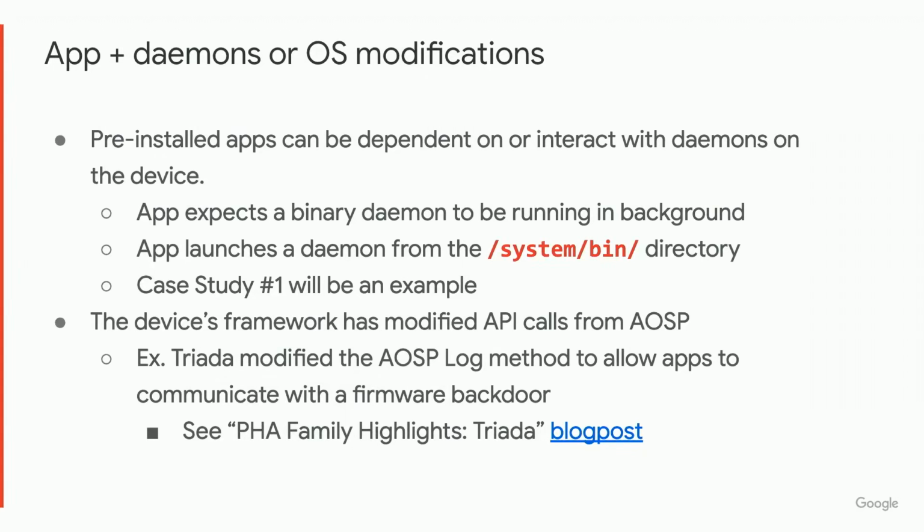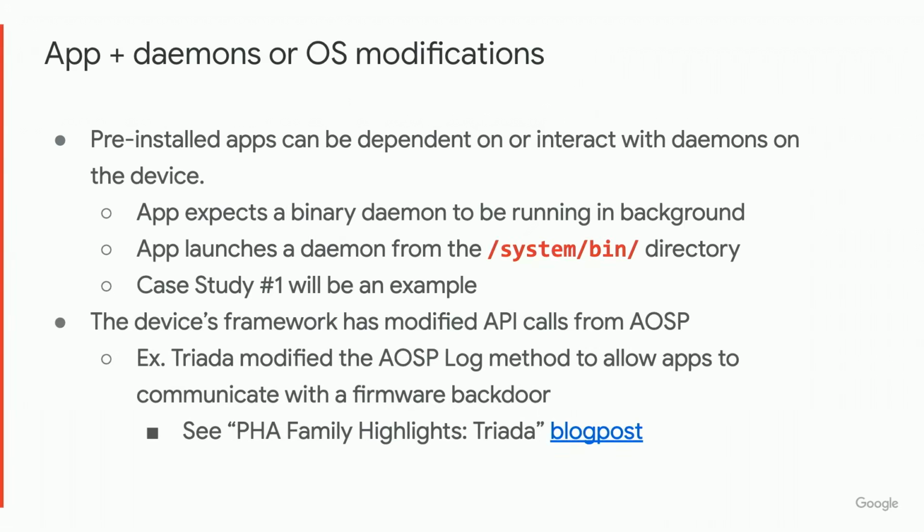Apps, though, don't only collude with other apps. Sometimes they will also expect and depend on behavior that comes from binary daemons on the device or even operating system modifications. So we'll talk about this in case study number 1, but apps can start daemons that are living in system/bin, or sometimes they just know they're running on a timer in the background and will interact with them at that point. And on the second bullet, when we're talking about the operating system or framework, framework is the Android APIs. So part of the operating system in that respect of here are the Android APIs in this example here.